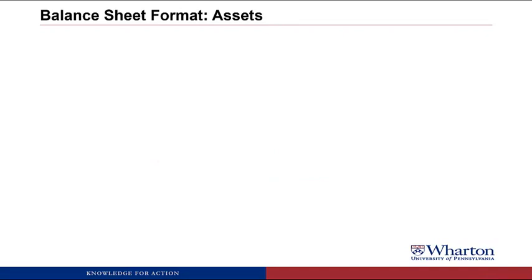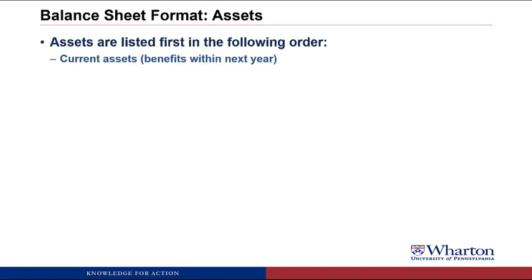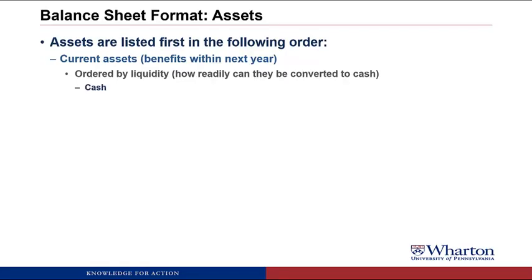For the balance sheet format, assets are listed first, and they're listed in the following order. First, we see current assets. These are assets that are going to provide benefits within the next year, and they're ordered by liquidity, which is how readily they can be converted to cash. So we always see cash come first, then accounts receivable, inventory, and then any prepaid assets, which actually never convert to cash. They're just deferred expenses.